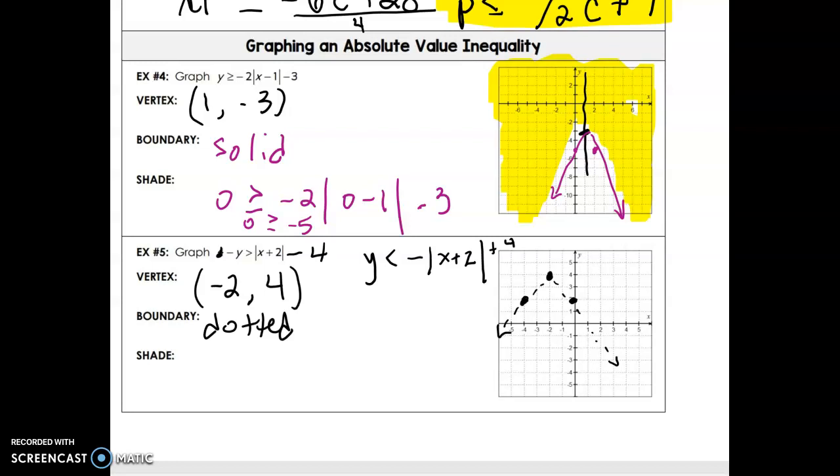Okay, now we want to plug in 0 and see, are we going to shade on the inside or the outside? So is 0 less than the absolute value of 0 plus 2, that's 2, so it's going to be 2. Is 0 less than 2? Yes, it is. Therefore, we want to shade on the inside of this little guy. Here you go. So just follow the arrows and stay on the side you need to be.